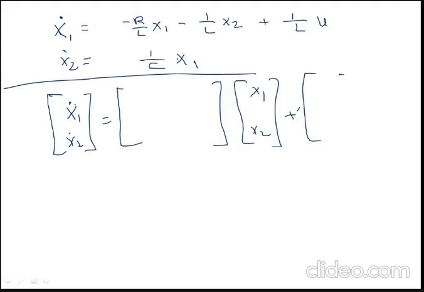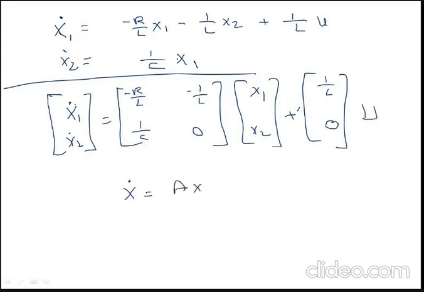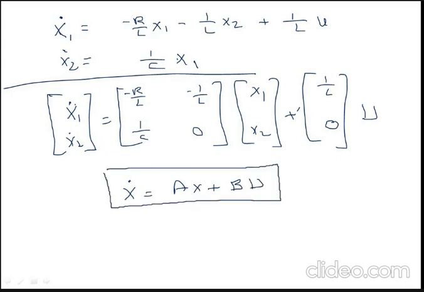The input I am writing separately. If you represent those equations, the first row will be minus R by L, minus 1 by L, and the input column is 1 by L. In the same way, the second row is 1 by C, 0, and then 0. So this is known as your state model. X dot is equal to AX plus BU is your state model representation for the given electrical circuit.